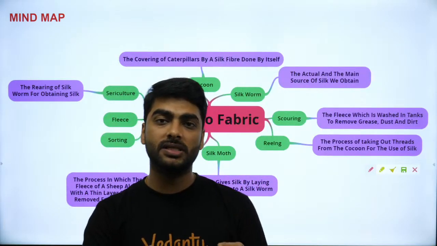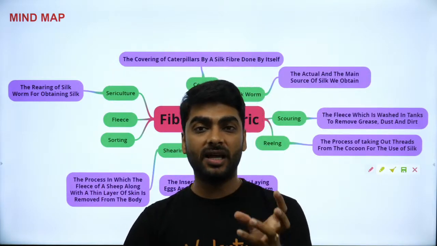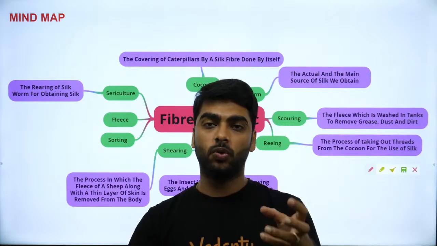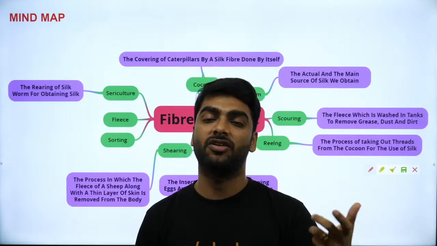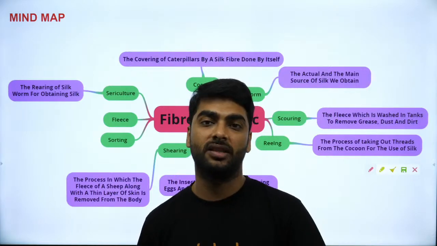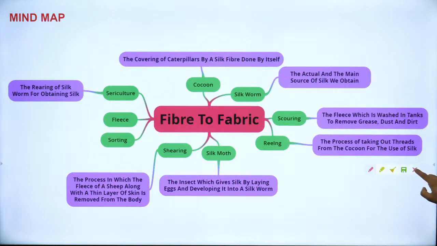Now guys, what you do is the silkworm feeds on the mulberry leaves. Then they convert into pupa. The pupa makes a cocoon, and from the cocoon you have to boil the cocoon to get the silk fiber. You spin the fiber to get the yarn. You weave the yarn to get the fabric, right? So that is about the silkworm.